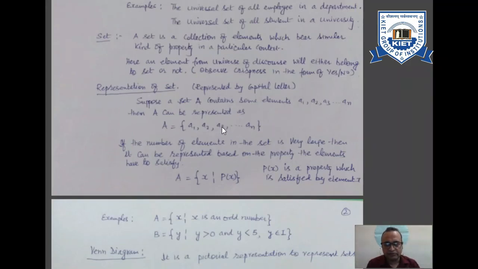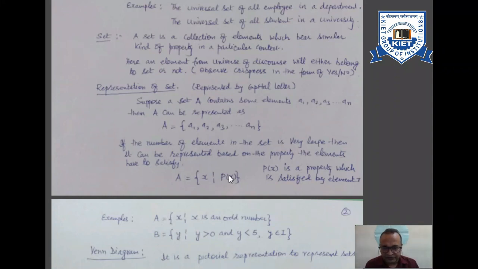But say for example, suppose the number of elements is very large. There are a lot of elements in the set. So in that case, how can we represent a set? A set can be represented like this. A is a set, capital A. It is representing a set. Here x is small. It is representing the different elements of the set, and here a pipe symbol is there, and some condition is there. That means the set A will contain all those elements from the universe of discourse which will satisfy this specific property.